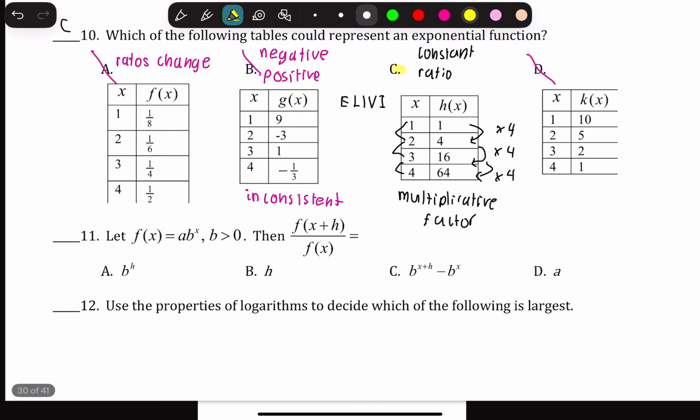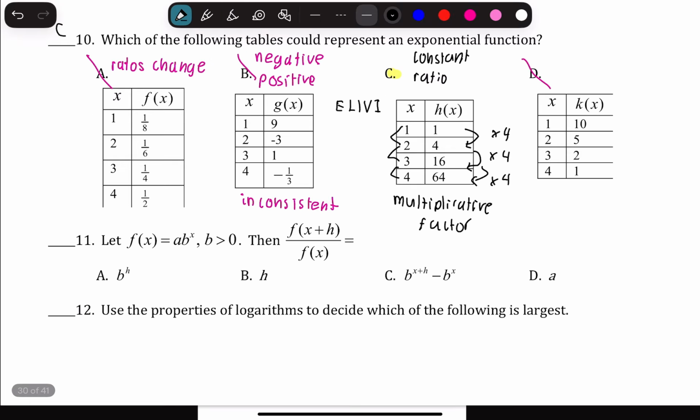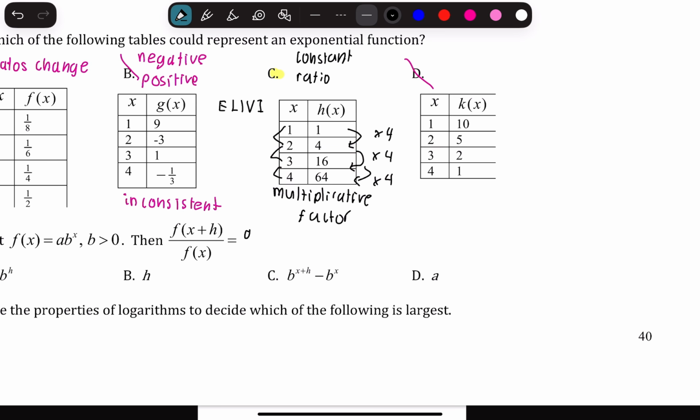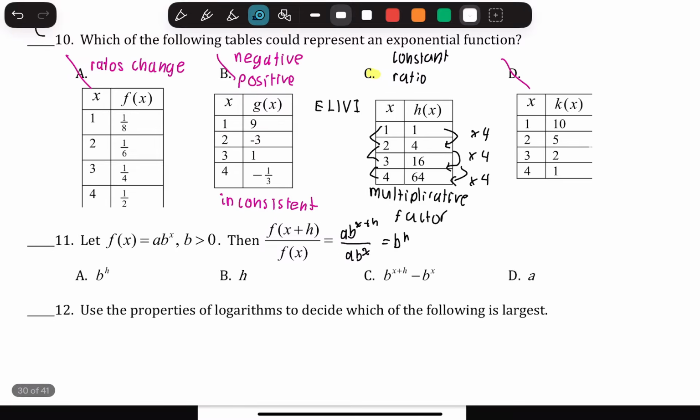Now 11, let f of x equal a times b to the power of x, where b is greater than 0. Then f of x plus h divided by f of x is going to equal what? So we can rewrite this using what we know. So we know that a times b to the x plus h, divided by a times b to the x, would just be equal to b to the h. So that is just going to be A.